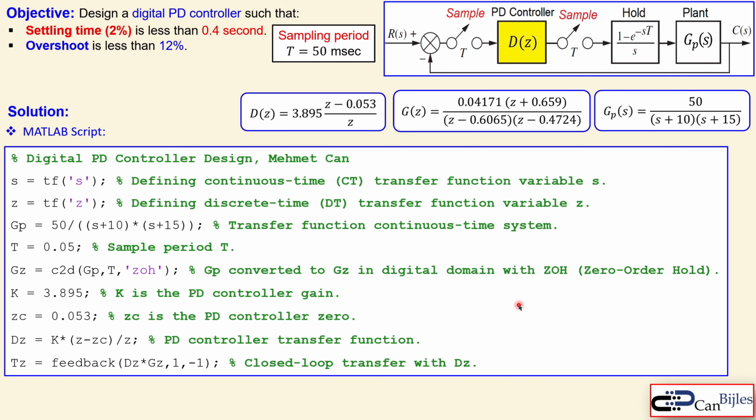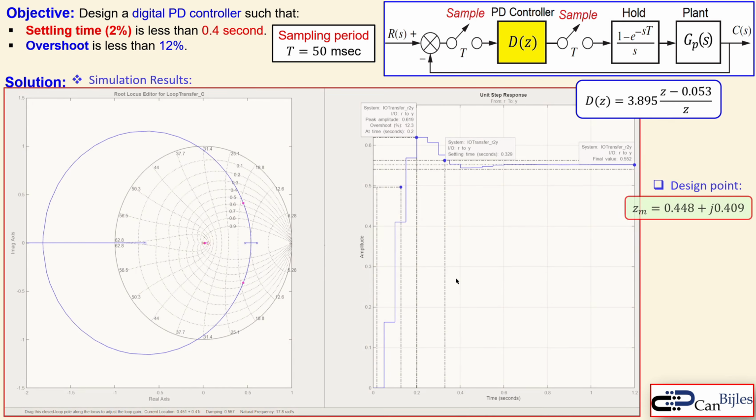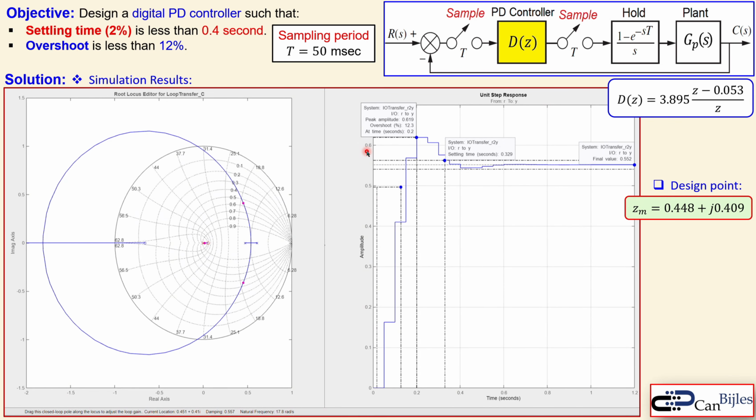Okay, moving on to the simulation results. This is the first result from our designed controller. As said, this is the design point. This is the left side. This is the root locus plot. You see the unit circle here, and this is the blue one, which is our root locus diagram. The right side is our unit step response.